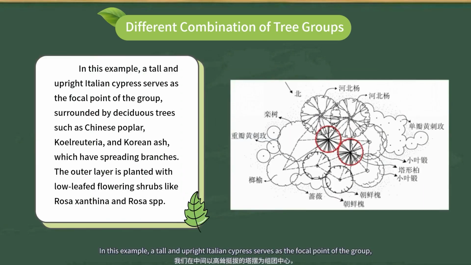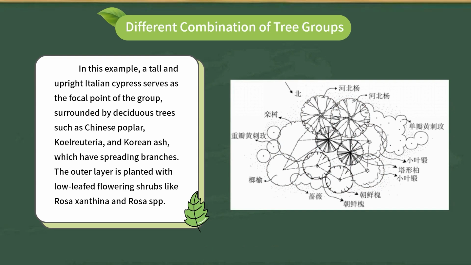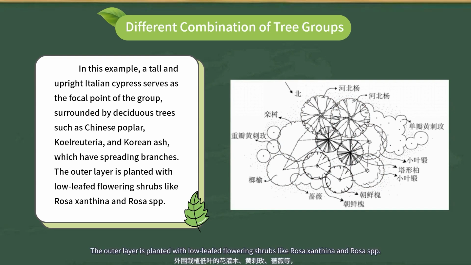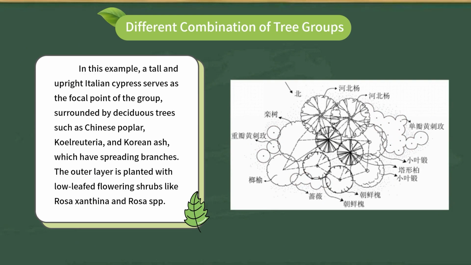In this example, a tall and upright Italian cypress serves as the focal point of the group, surrounded by deciduous trees such as Chinese poplar, Coleruteria, and Korean ash, which have spreading branches. The outer layer is planted with low-leaved flowering shrubs like Rosa xanthina and Rosa spp. This composition achieves a varied height and distinct layering, considering both the plant shapes and the seasonal landscape changes.